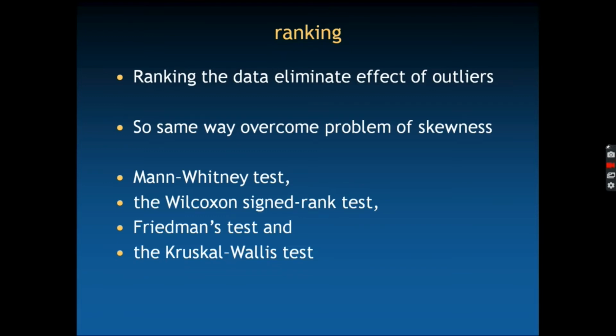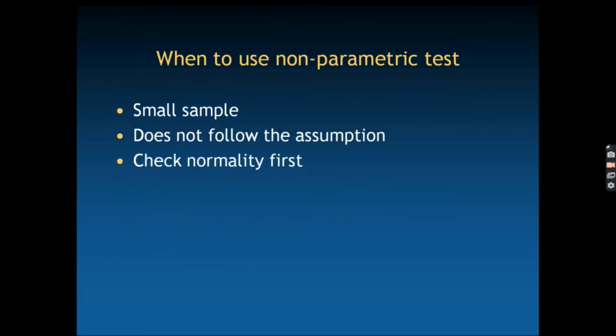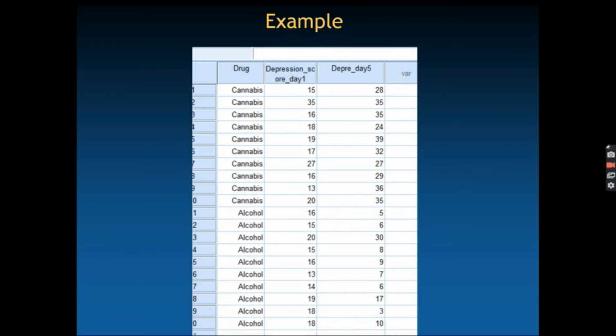Mann-Whitney is the counterpart of the independent student t-test. In the same way, the Wilcoxon signed-rank test is a counterpart of the paired t-test. Kruskal-Wallis is the counterpart of parametric ANOVA, and Friedman is the counterpart of repeated measures ANOVA. So we discussed when to use them: when you have a small sample or the data does not follow the assumptions. You have to check whether your data follows a normal distribution or not, and if it does not, then you can always perform non-parametric methods.